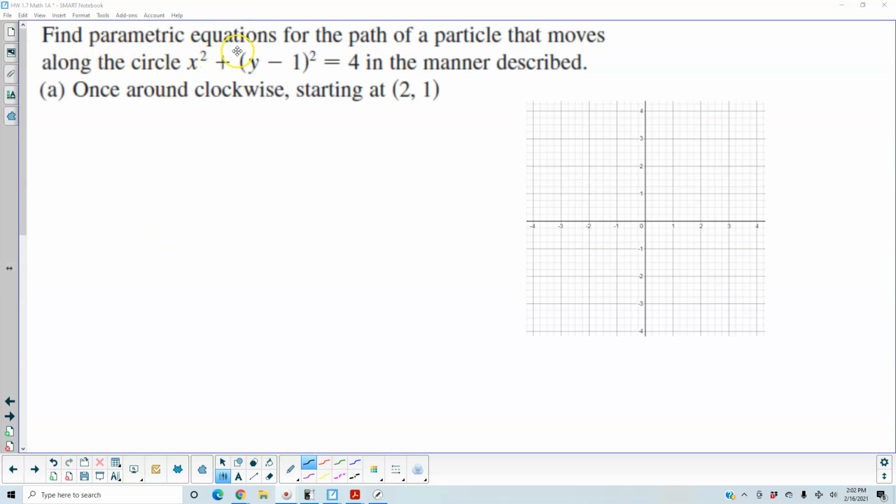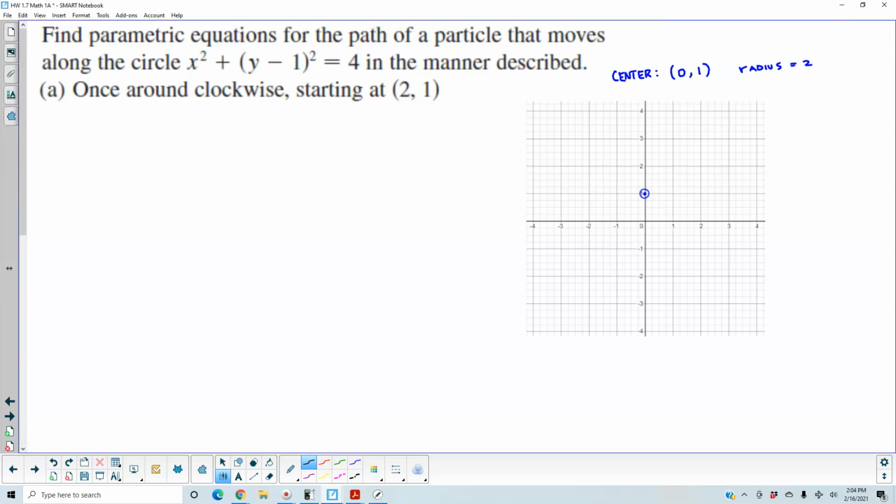Here we want to find the parametric equations for the path of a particle that moves along the circle x squared plus (y minus 1) squared equals 4. Before we do anything, let's make note that the center of the circle is located at (0, 1), and it has a radius of 2.